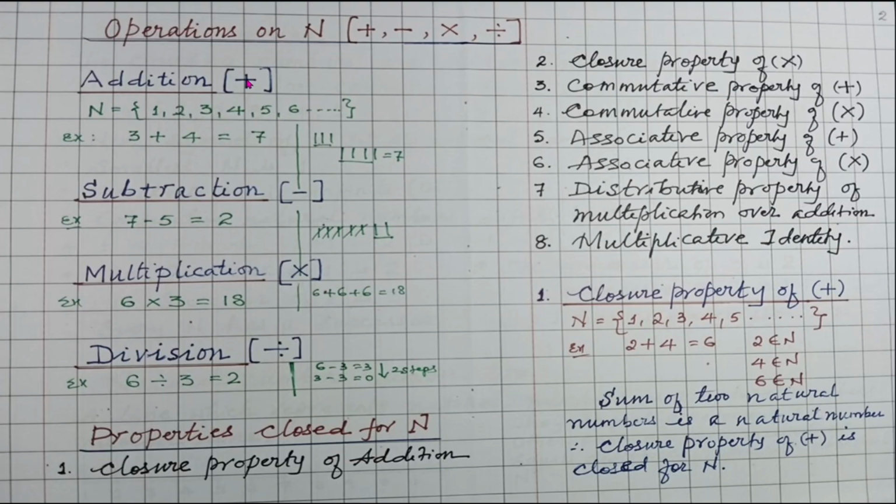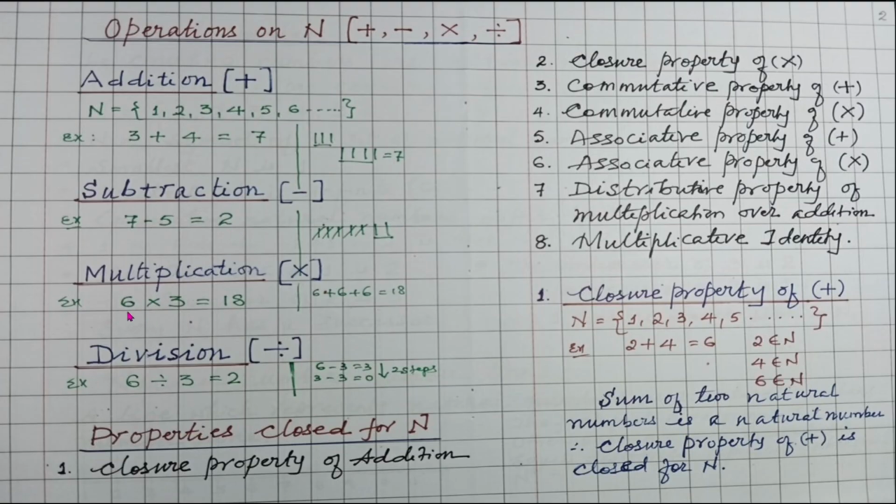Now, let us understand addition. When we take two natural numbers 3 and 4 and add, we get 7, again a natural number. Therefore, addition is possible for a set of natural numbers. Subtraction: when you take the natural number 5 and subtract it from 7, we get 2, which is again a natural number. That means subtraction is possible for natural numbers, but not always, because we cannot subtract a bigger number from a smaller number. The result will be a negative number, which is not possible for a set of natural numbers.